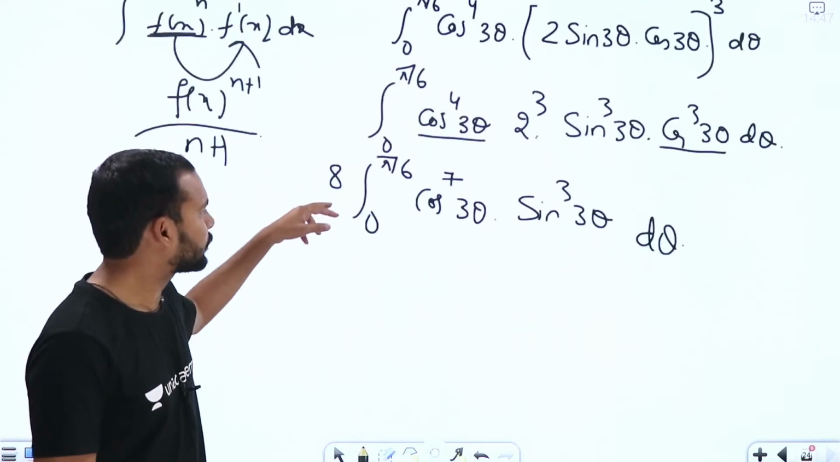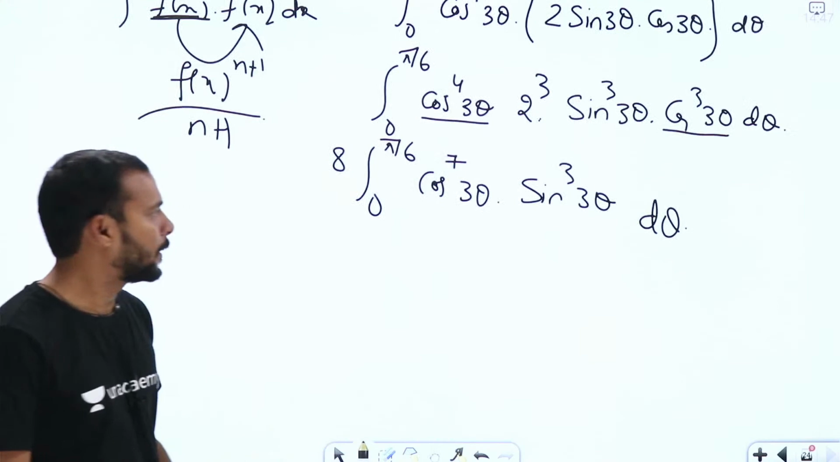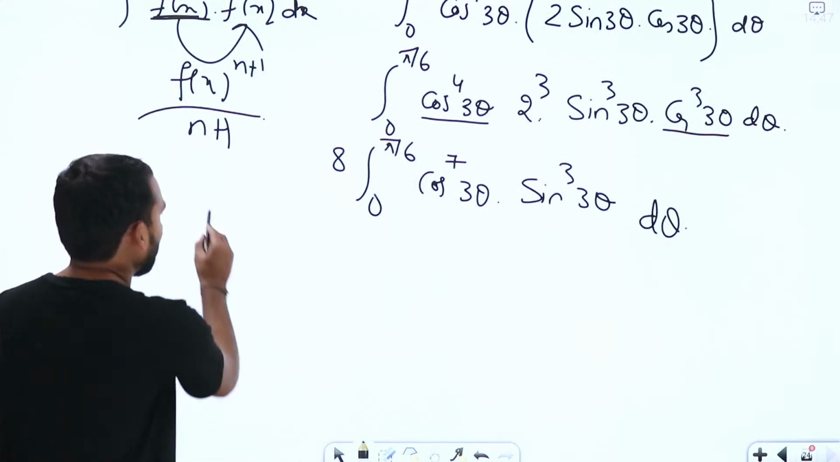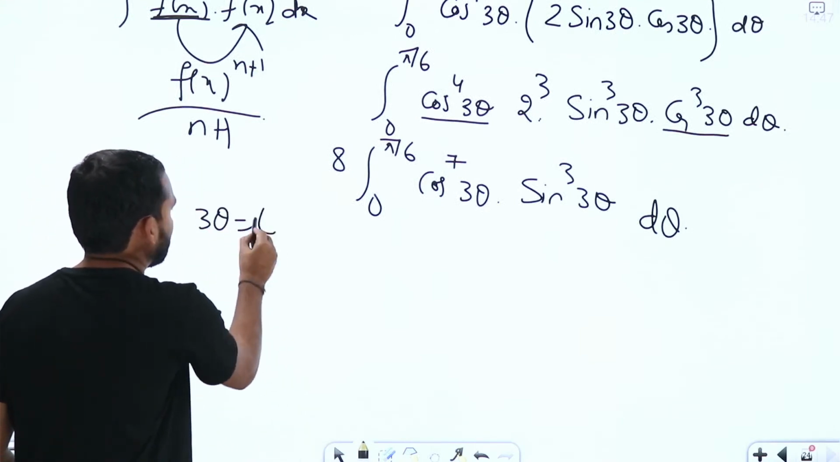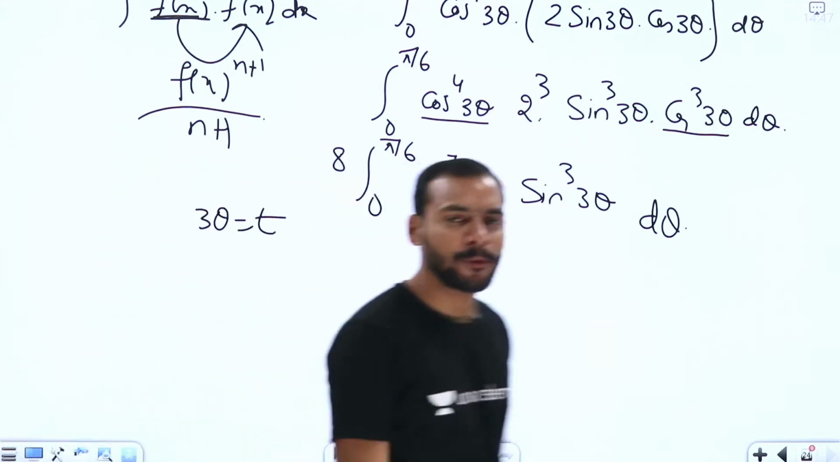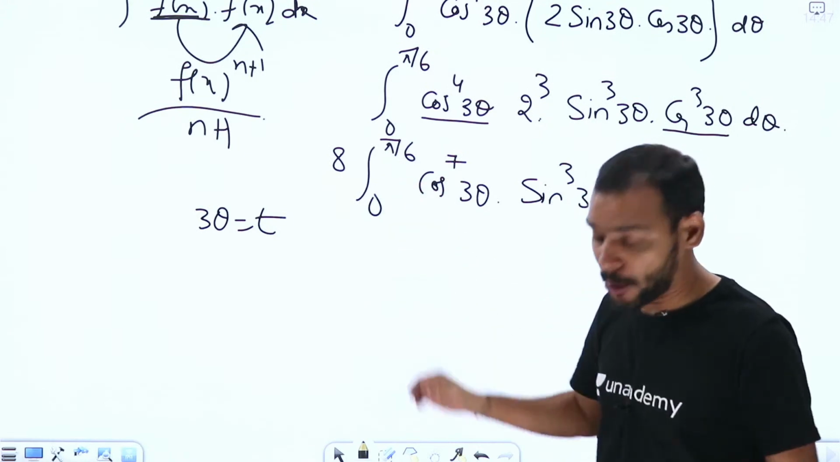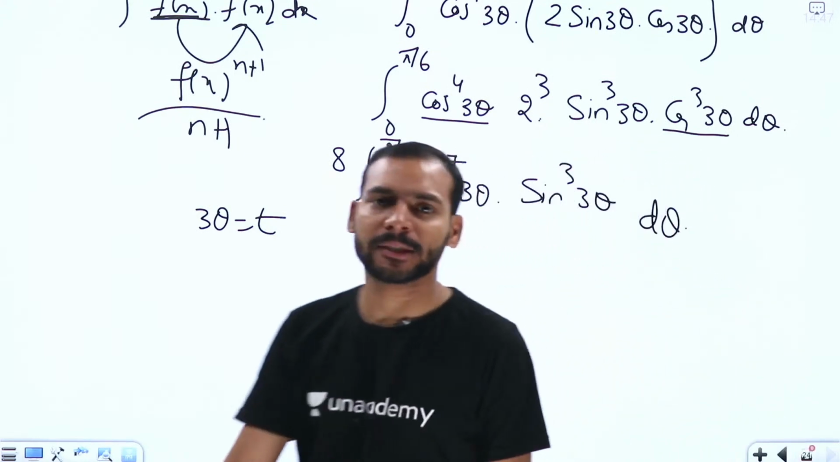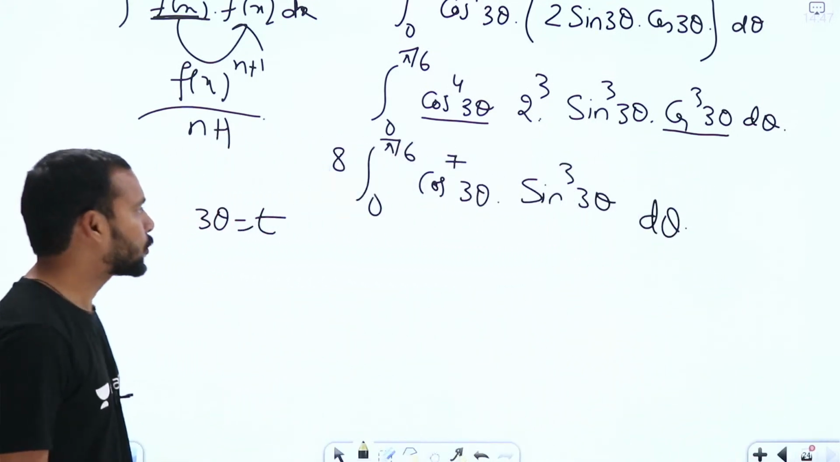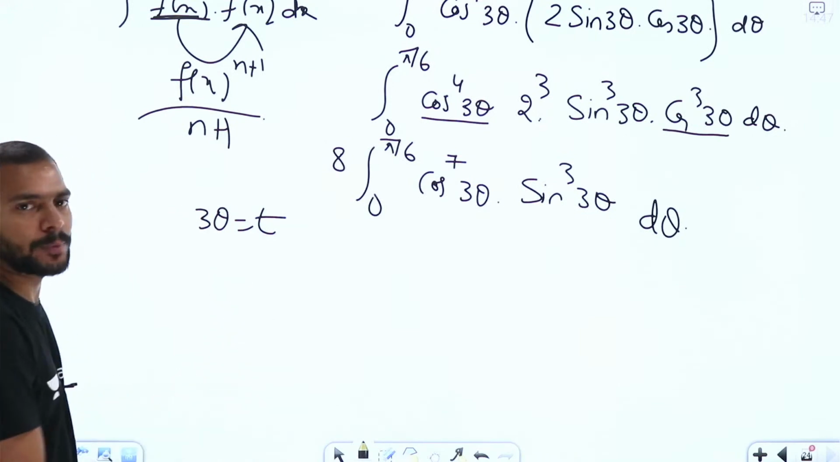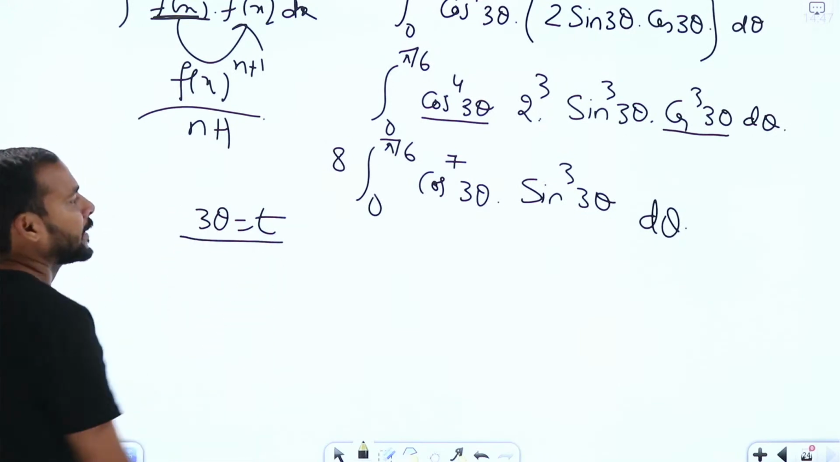Now here let us try to do one thing: take 3 theta equals t here, so that we can apply the standard reduction formula, whatever we have seen. It is not 0 to pi by 2, so in order to make it an integral from 0 to pi by 2, let me consider 3 theta equal to t here, okay?